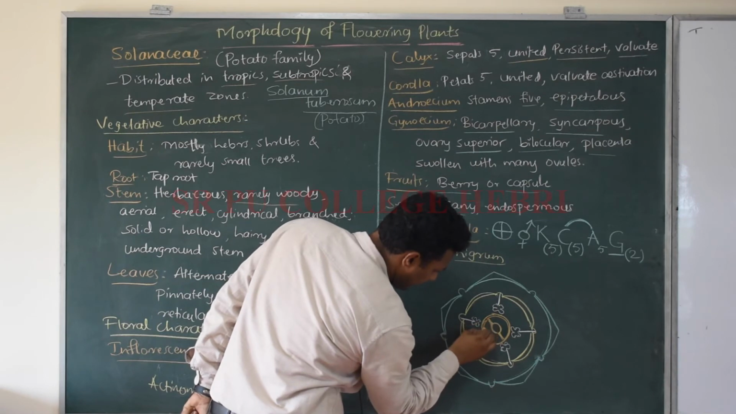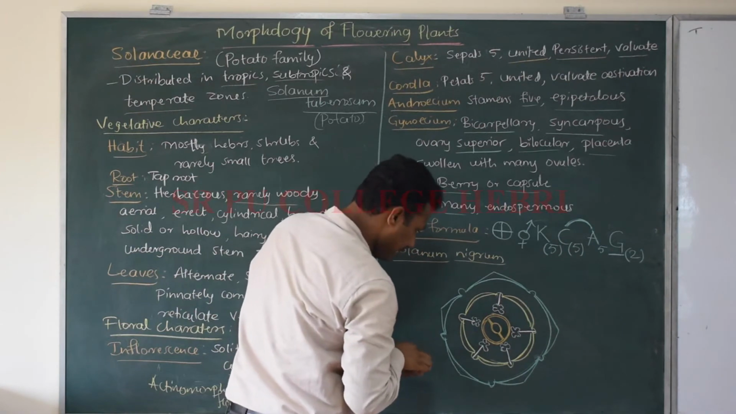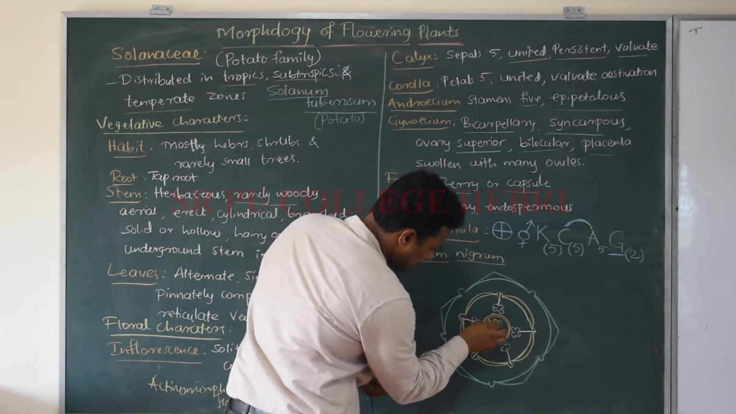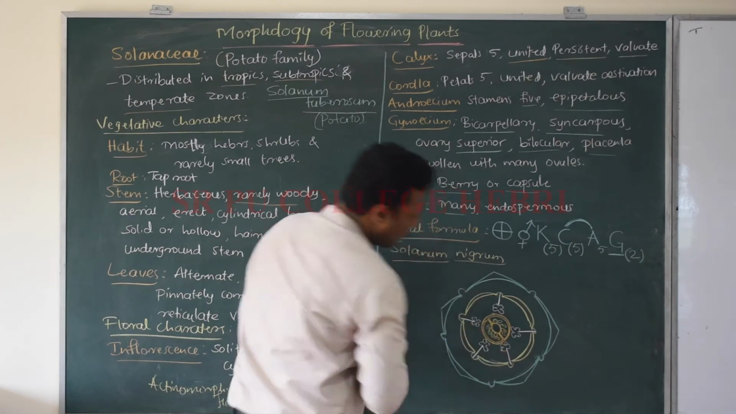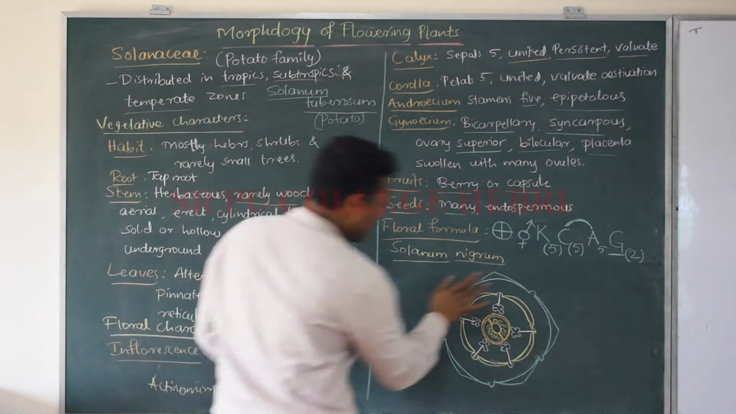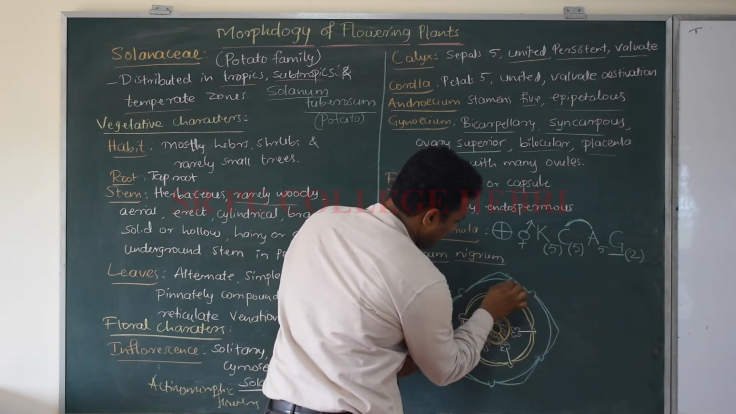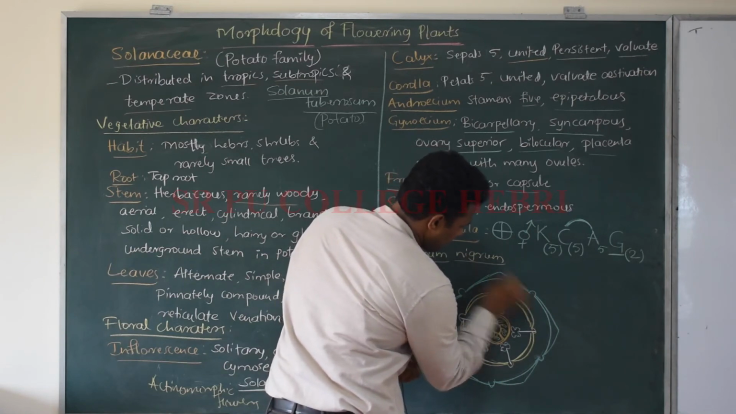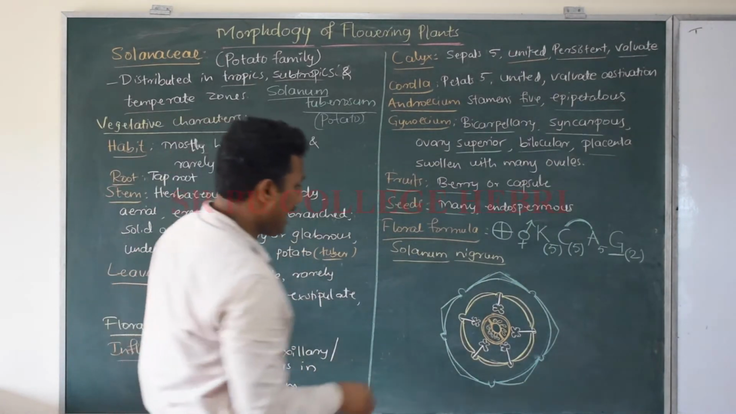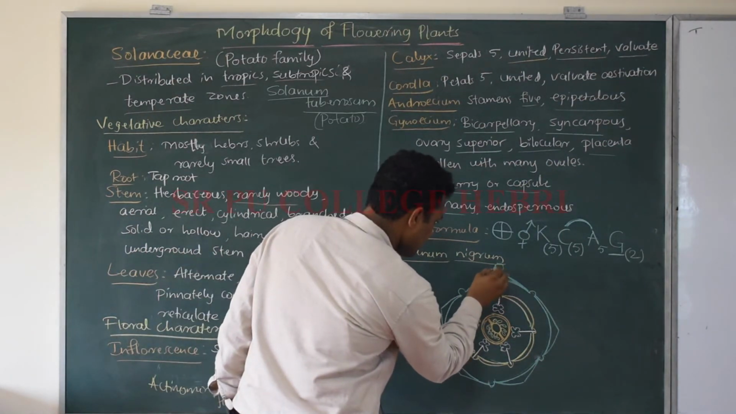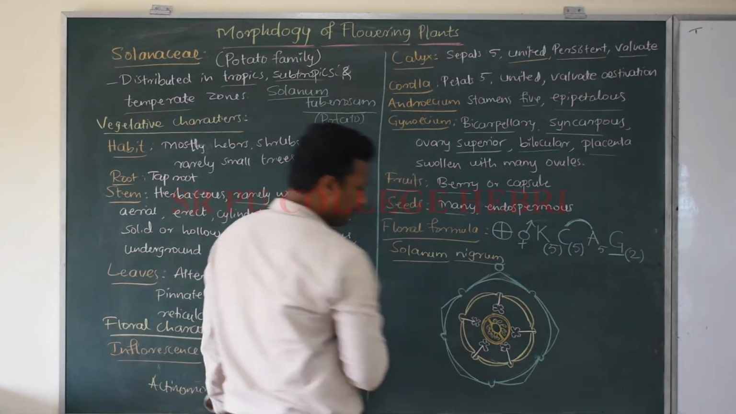Okay, and how many ovules are there? Ovules are many. How to show the many ovules here? Just draw the ovules on this like this. Okay, so this is how you can show the many ovules present in that. Okay, it should be neat and symmetrical, and the axis of the flower has to be shown here. Axis of the flower can be shown there. Okay, so this is the axis of the flower.